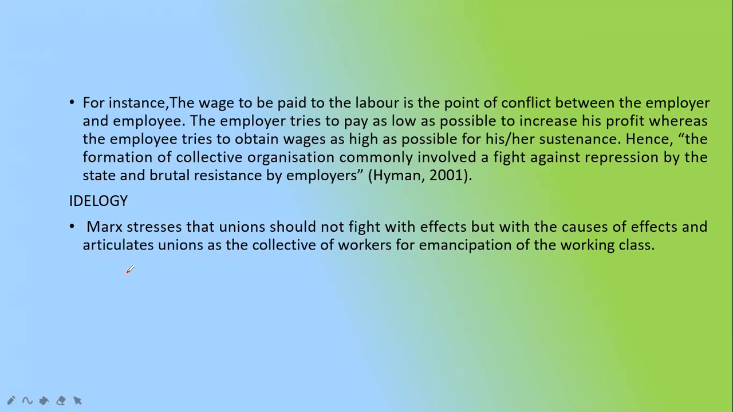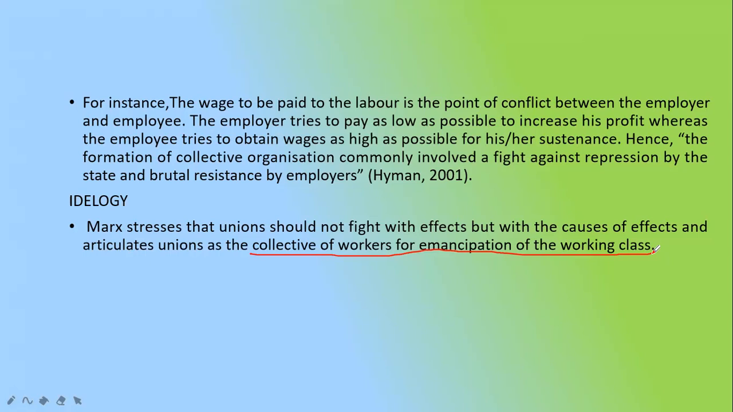Let us talk about some of the ideologies of this Marxist approach. The Marxist approach stresses that unions should not fight with the effects, but with the cause of the effects, and articulates unions as the collective of workers for the emancipation of the working class. What is emancipation of the working class? It is nothing but freedom from slavery. They should work towards the freedom of the labor or the workmen from slavery, not just for calming up the issue.